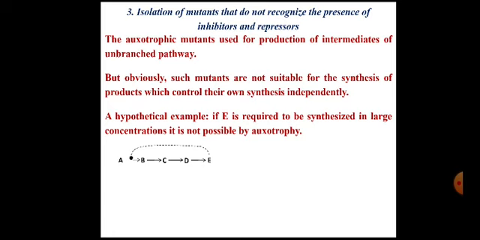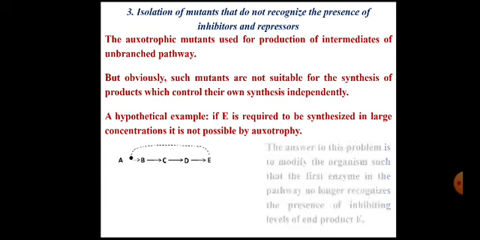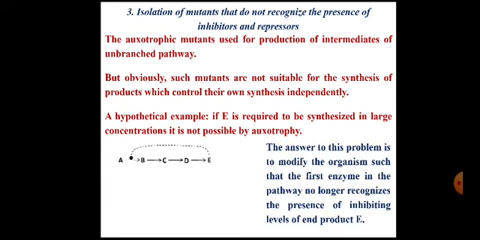Whereas if you think about overproduction of E by auxotrophic modification, there is no possibility of auxotrophic modification for the overproduction of E. Then what is the solution? The answer to this problem is to modify the organism such that the first enzyme, that is the key enzyme in the pathway, no longer recognizes the presence of inhibiting levels of the end product E.